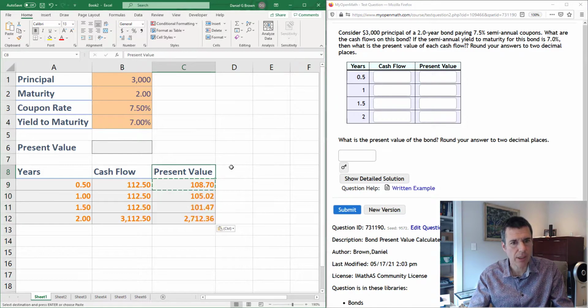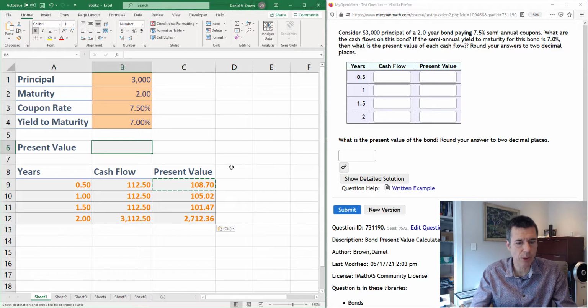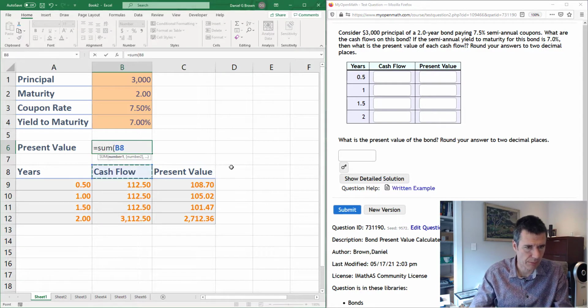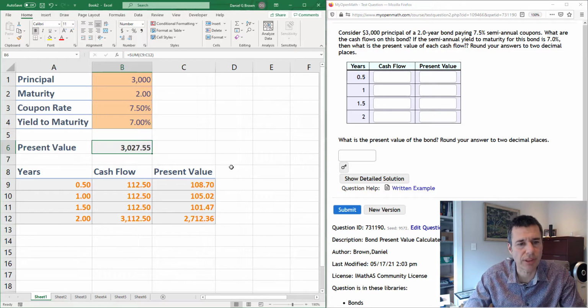Copy that down so you can see each coupon, the present value of each coupon is getting smaller because the coupon's happening later in time. And then the last cash flow is worth quite a bit more because you've got the principal in there. The present value of our bond position is simply the sum of the present values of the cash flows, $3,027.55.